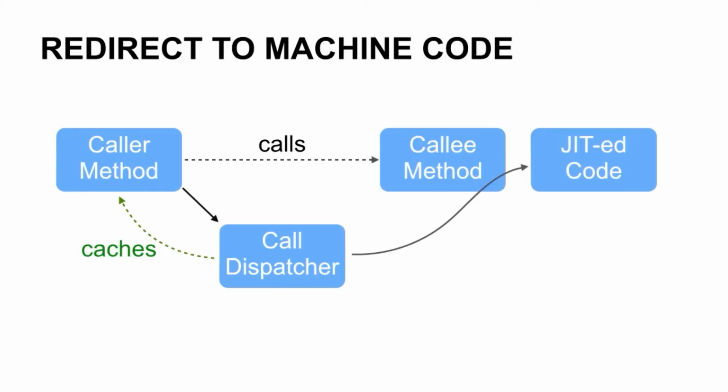We just produced a new piece of machine code. How does this code actually get used? It won't get used until the next call. What occurs is a caller method attempts to call a callee method that's just been compiled. When that happens, it doesn't call the callee directly. Instead, it goes to a call dispatcher. And if the call dispatcher finds a piece of JITted code, it jumps to there instead. Otherwise, it goes to the interpreter. And if it does find a piece of JITted code, it caches that back into the caller method so that we don't have to do this dispatch logic again the next time.